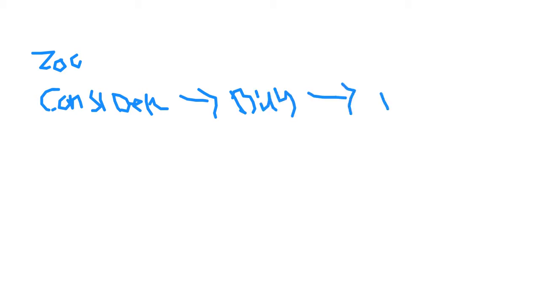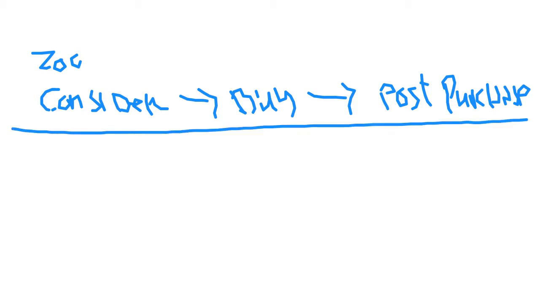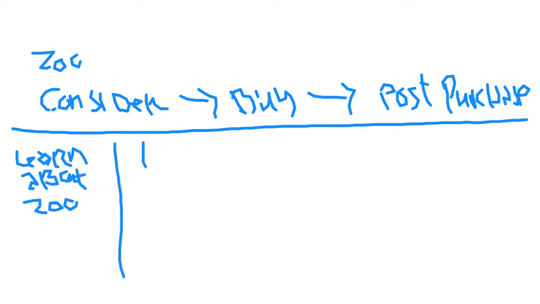So consider stage to buy to post-purchase. You could say this is going to be the order that we're going to follow for our items on the navigation. I'm just making it up: learn about the zoo. Let's say you have a label that says learn about the zoo. And maybe now you're going to have tickets.